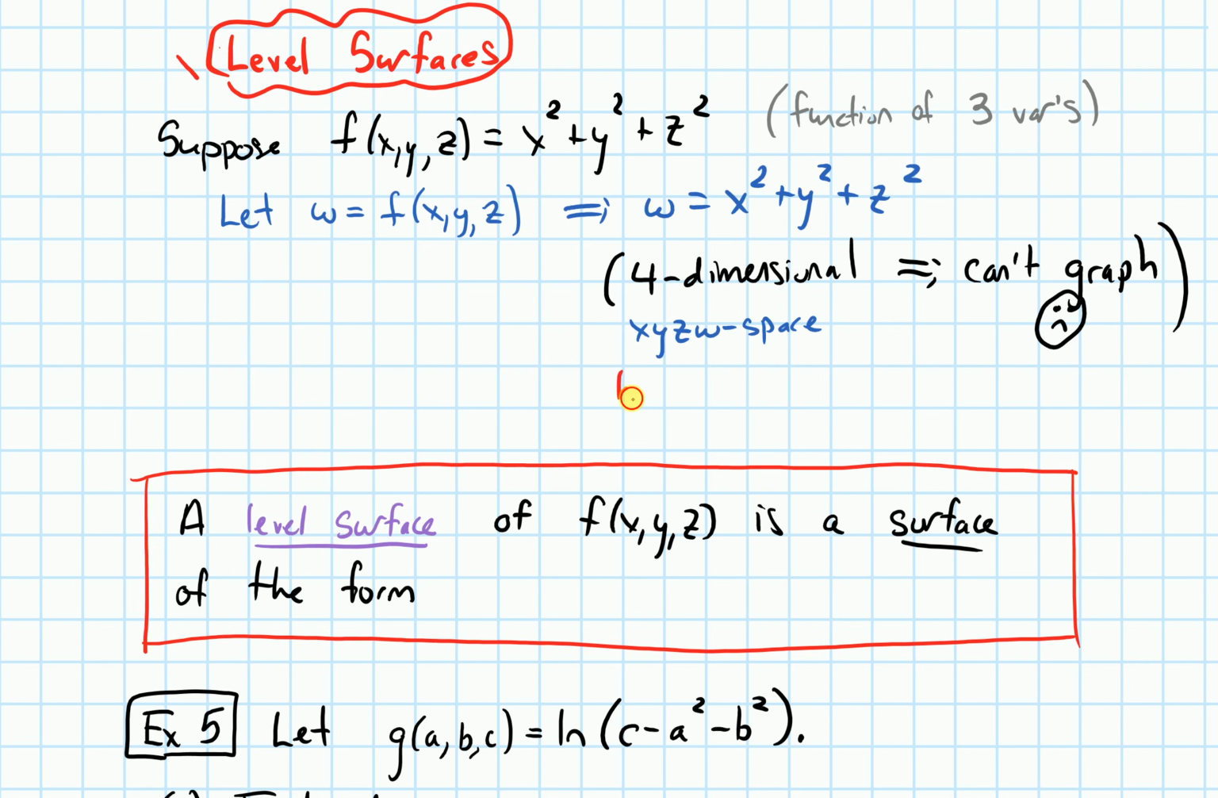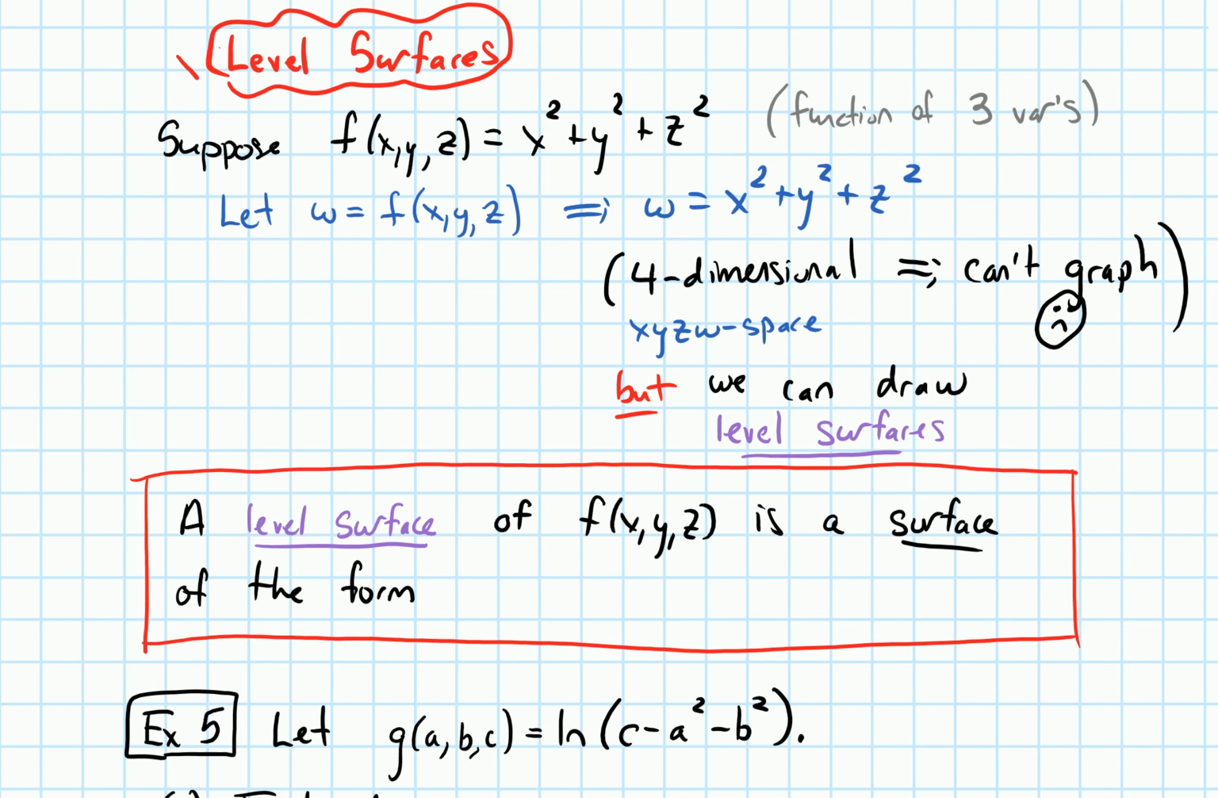But we can draw what are called level surfaces, even though I won't be able to draw the whole four-dimensional graph. So what is a level surface? It's similar to a level curve, but talking about three variable functions as opposed to two variable functions, like we did for level curves.